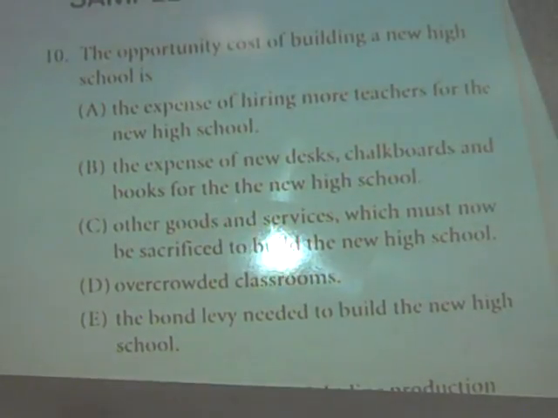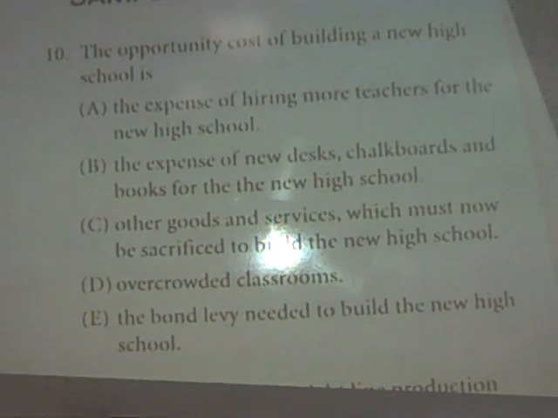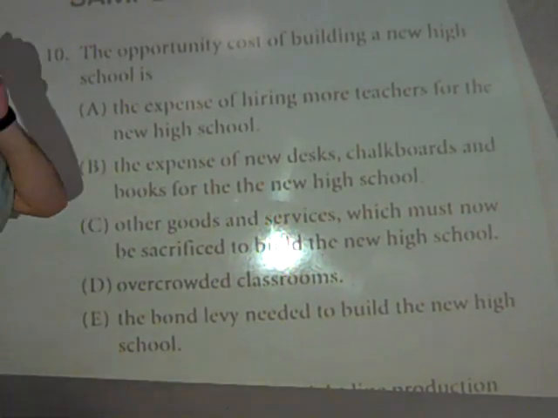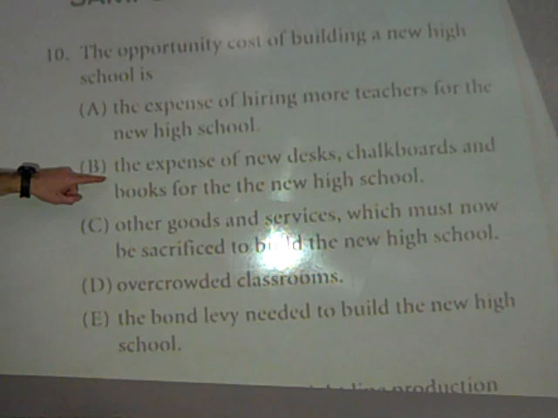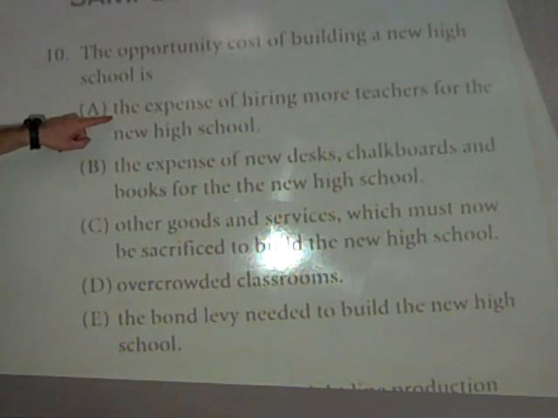There we go. The opportunity cost of building a new high school. They're trying to trick me into saying it's the money cost of buying the stuff. And it's not. It's what we could have done instead. Is it the expense of the new desks? No, that's a trick. Is it the expense of hiring the teachers? No, that's a trick. It's the other goods and services which we must sacrifice to build a high school. We could have built a bridge or, I don't know, fed the poor.